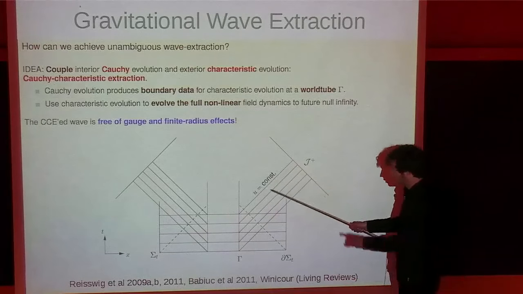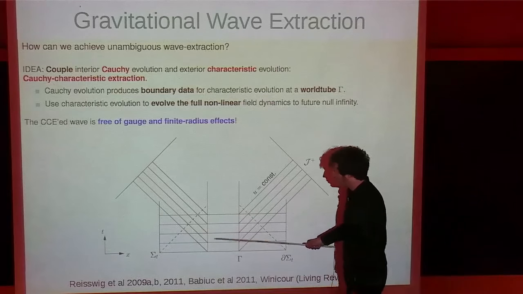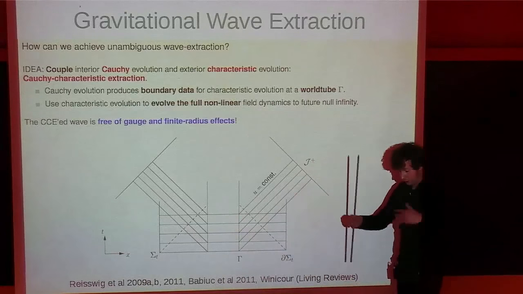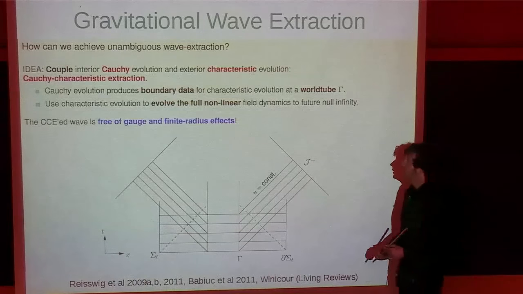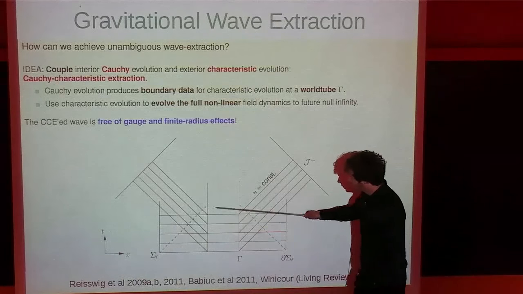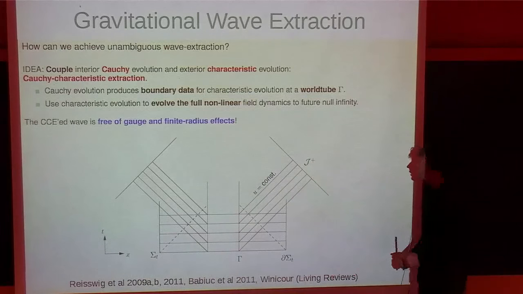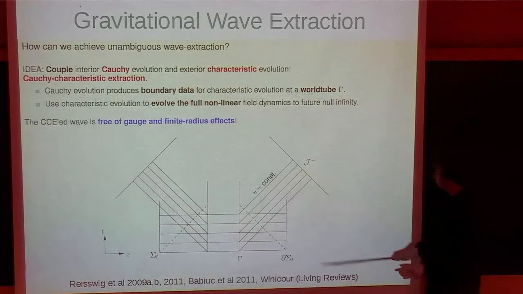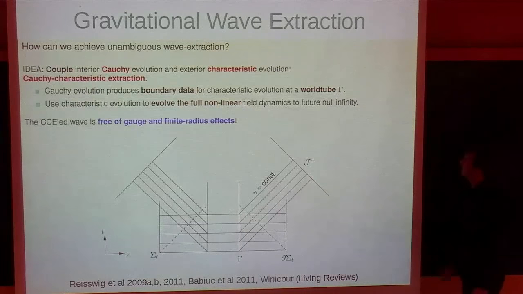Since pure characteristic evolutions are not very well suited for strong field regions, what we are doing here is to couple the Cauchy evolution, the evolution where you have the source and the metric evolution happening, via some finite radius world tube where you collect metric data, which is then subsequently evolved via a characteristic evolution out to scri plus, to extract the gravitational waves at scri plus, free of gauge and finite radius effects.